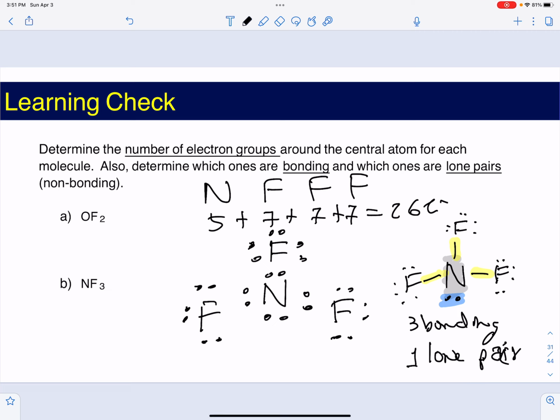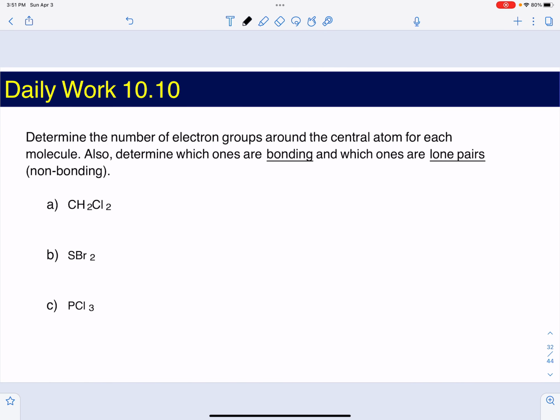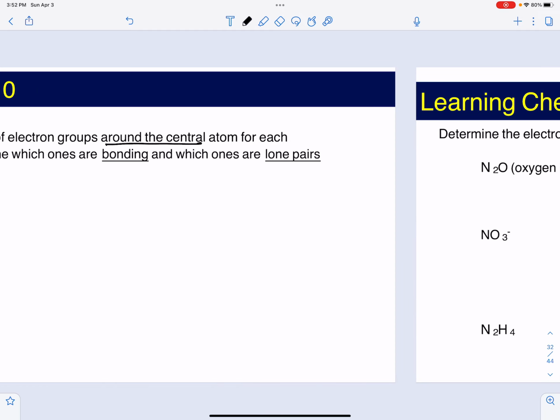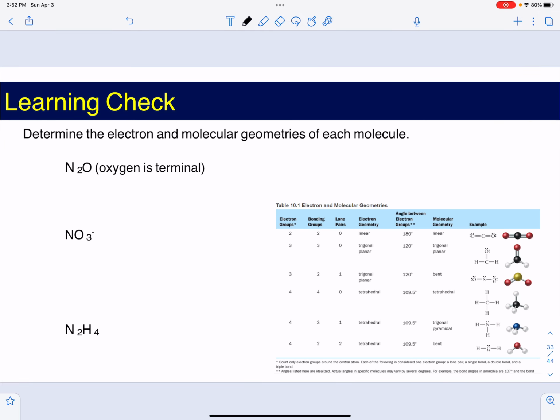So that's what we do. We draw the Lewis structure, we look at the central atom, and count how many bonding and how many non-bonding groups or pairs the central atom contains. Why is that important? Well, before we do that, go ahead and practice that. Do the Lewis structures and determine around the central atom how many are bonding, how many are non-bonding. Once we understand that, then we can do the shapes.